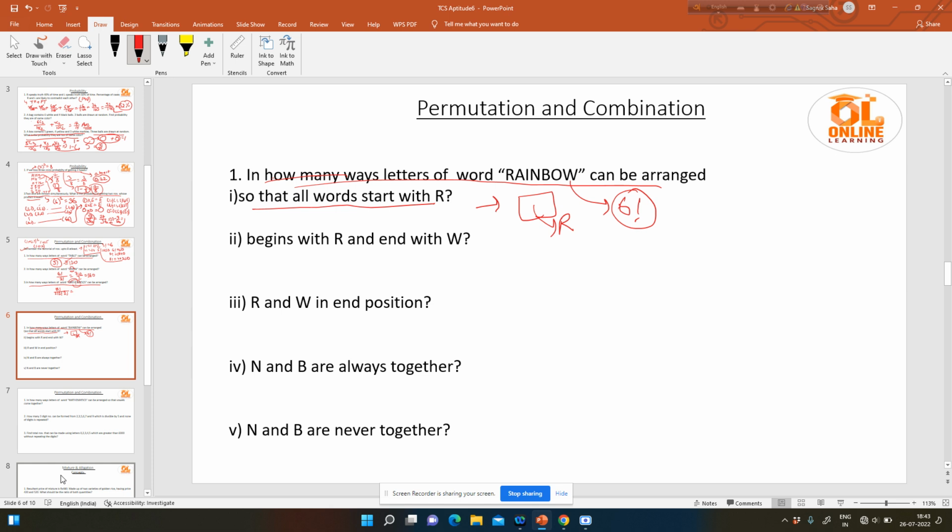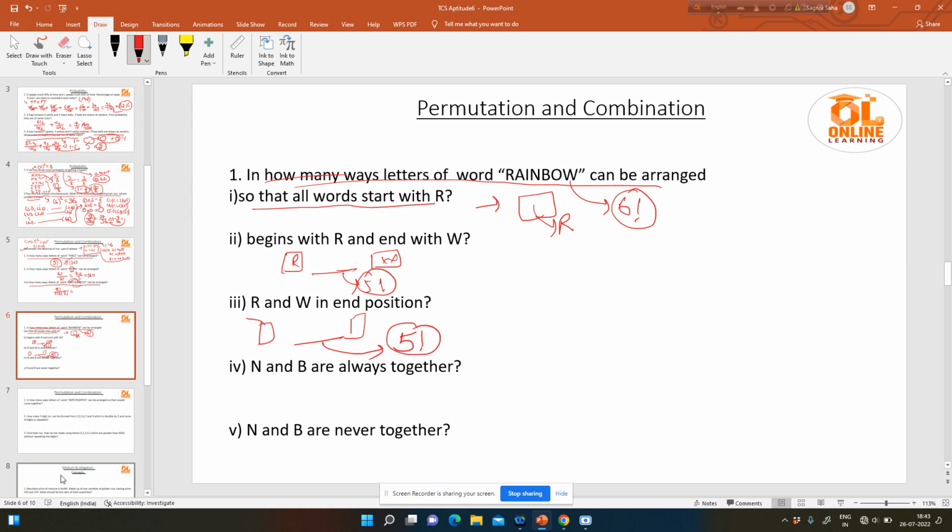Now, begins with r and ends with w. So we are fixing the first and last positions with r and w. How many positions remain? 5. And how many letters are there? Also 5. So we can arrange them in 5 factorial ways. So with r and w at the ends, the middle 5 letters can be arranged in 5 factorial ways.